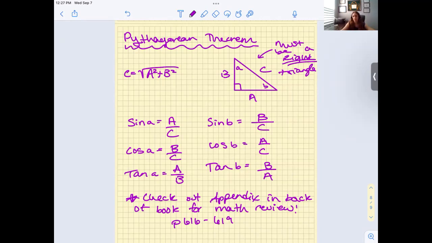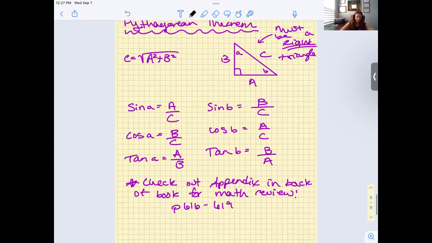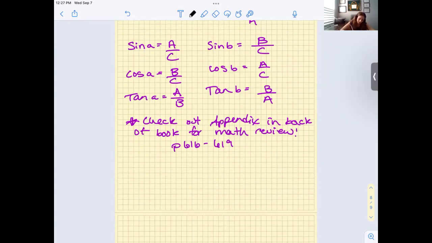Be honest with yourself. If you're like, oof, I'm pretty rusty on this stuff, go do it. Because I'm assuming you know all this stuff. I'm assuming it's just like the back of your hand. You know it. You don't even have to think about it. Questions so far? All right, let's do some examples.